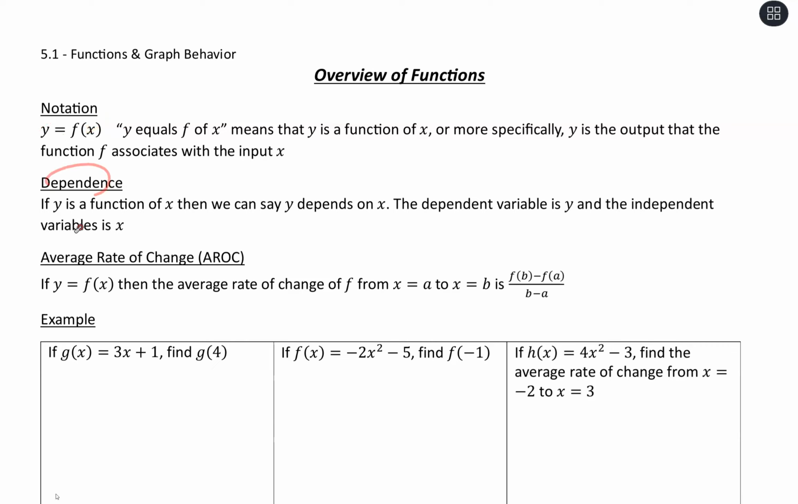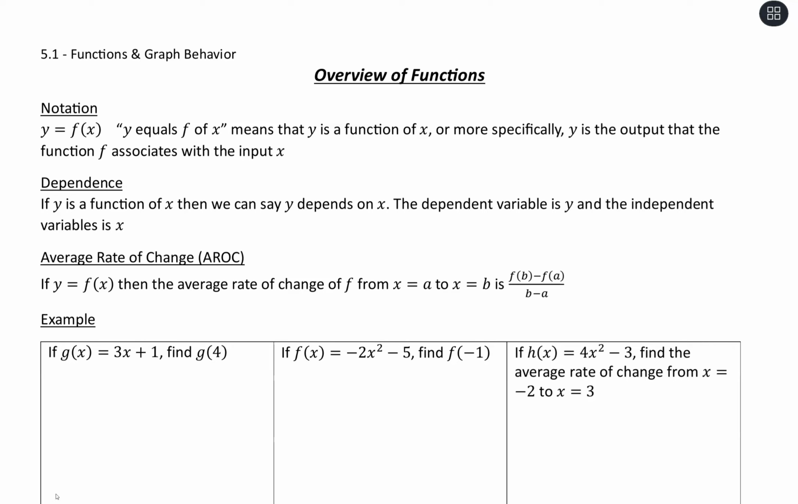In terms of dependence, y is dependent on x. So x is independent in that we can choose what we want to put in for x. Sometimes we have limitations, which comes from our domain, but we can plug in different values for x, and y will be dependent upon that value and how it's calculated.